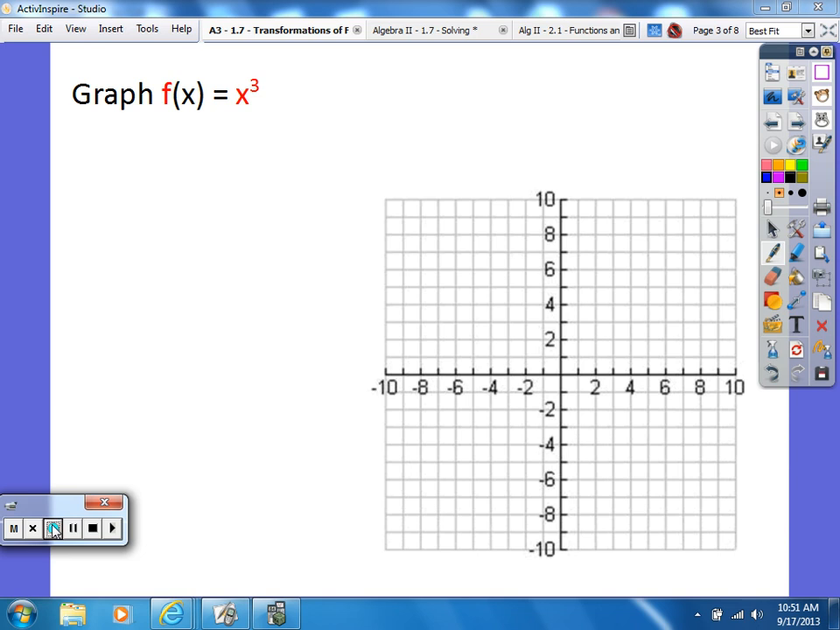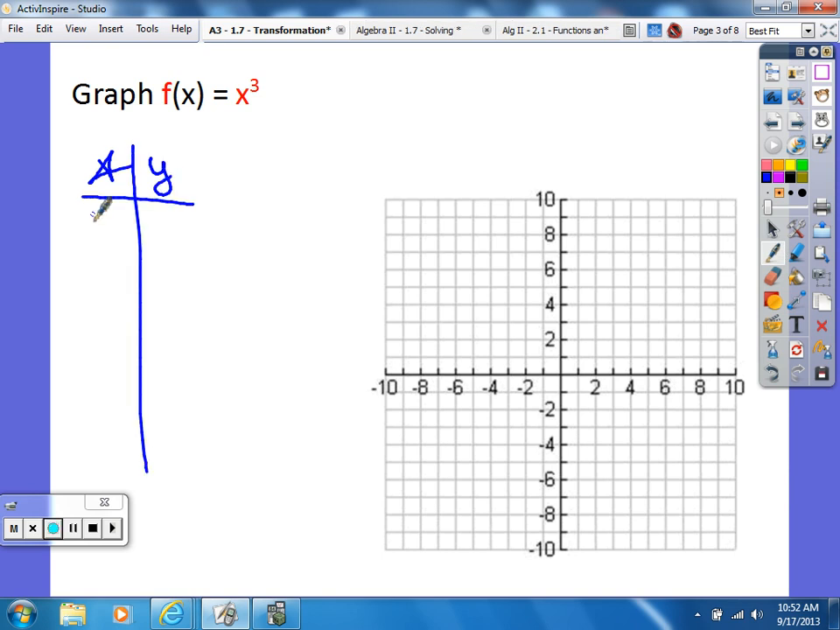Yesterday's lesson. I've asked you to graph f of x equals x cubed, and a few of you have made a table of values. So I'm going to do that. I'm going to plug in -2, -1, 0, 1, and 2. What is -2 to the third? Negative. Perfect. Pick somebody. How about Sparta?